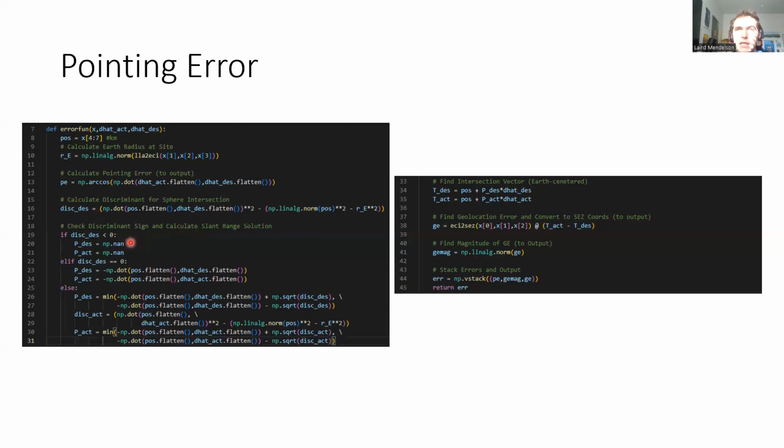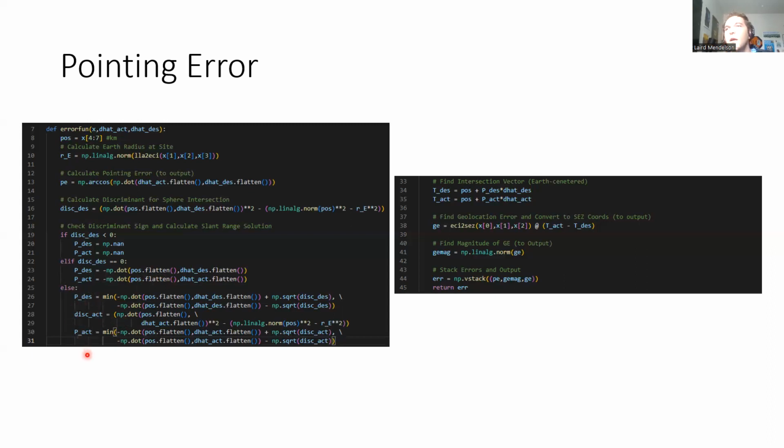If the discriminant is less than 0, then you're going to have complex solutions, and those don't correspond to a real intersection. So we'd output not a number. If it's 0, it's tangent. It's probably never going to happen exactly like that, but it's in the code just in case. And otherwise, it's the minimum of those two plus or minus values. The reason it's the minimum is because that corresponds to the shorter distance. The longer distance obviously would be going through the Earth, which doesn't, again, correspond to an actual solution. So from that, we get those p-values, and those are the scalar slant ranges.